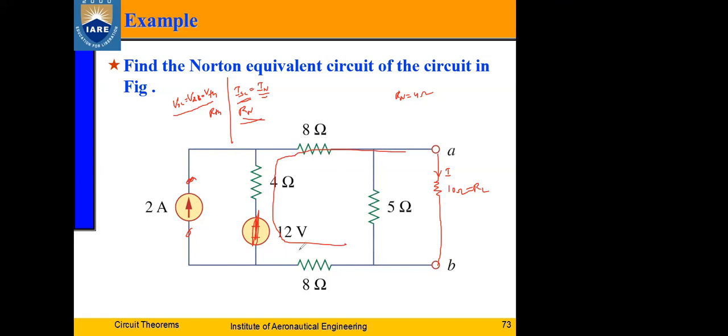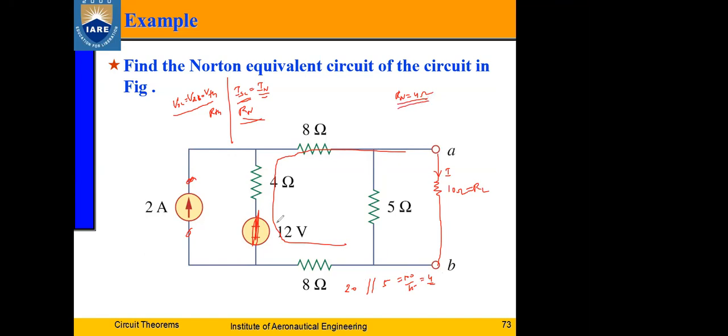So in this branch, what's the equivalent resistance you have? 8 plus 4 plus 8. You got it as 20. This has 5. So what's the equivalent resistance when 20 and 5 are in parallel? 20 parallel with 5, what do you get? 100 by 25. Get it as 4, right? So what's the equivalent Thevenin's resistance or Norton resistance? You can give it as 4 ohms.